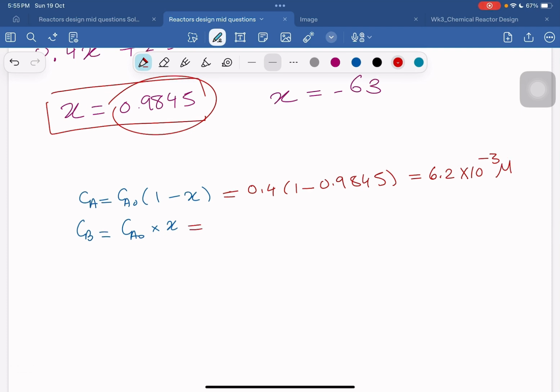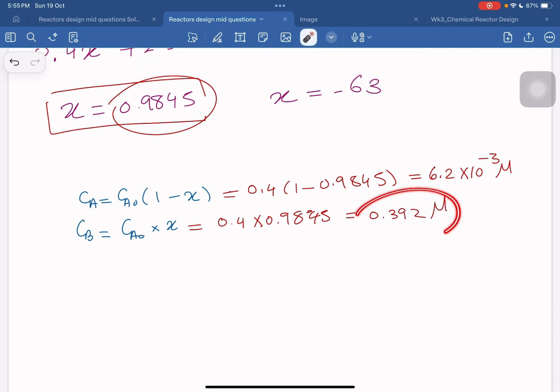Cb is equal to Ca naught times x, so 0.4 times 0.9845, which is 0.392 molars. And this makes sense because when the reaction finishes, we'll have a very small concentration of the reactant and a higher concentration of the product.